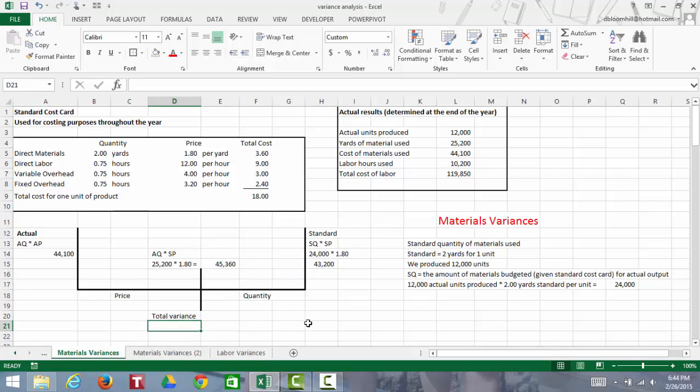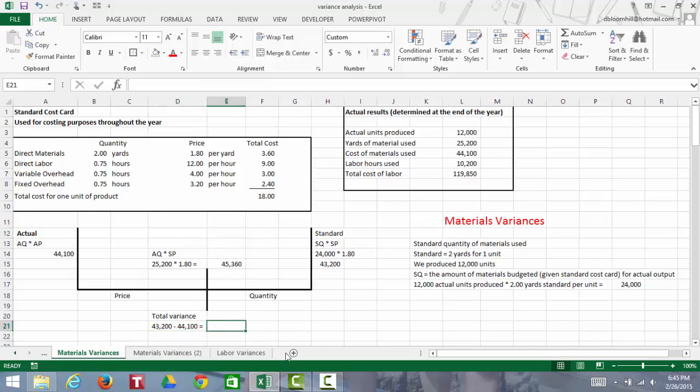Now let's calculate our total variance, and then our price variance and our quantity variance. Our total variance becomes the difference between the standard cost and the actual cost. So what I'm going to do is take my standard cost and subtract my actual cost. Now remember, your standard is your budget. You always hope that you come in under budget. So if I take the standard cost of $43,200 and subtract the actual cost of $44,100, I get a negative number. That means that I came in actually over budget. My actual was over budget, and we all know that when you go over budget, that is a bad thing.